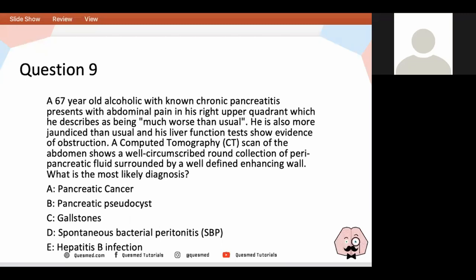A 67-year-old alcoholic with known chronic pancreatitis presents with abdominal pain in his right upper quadrant. He describes the pain as being much worse than usual. He is also more jaundiced and his liver function tests show evidence of obstruction. A CT scan of the abdomen shows a well-circumscribed collection of peripancreatic fluid surrounded by a well-defined enhancing wall. What is the most likely diagnosis?